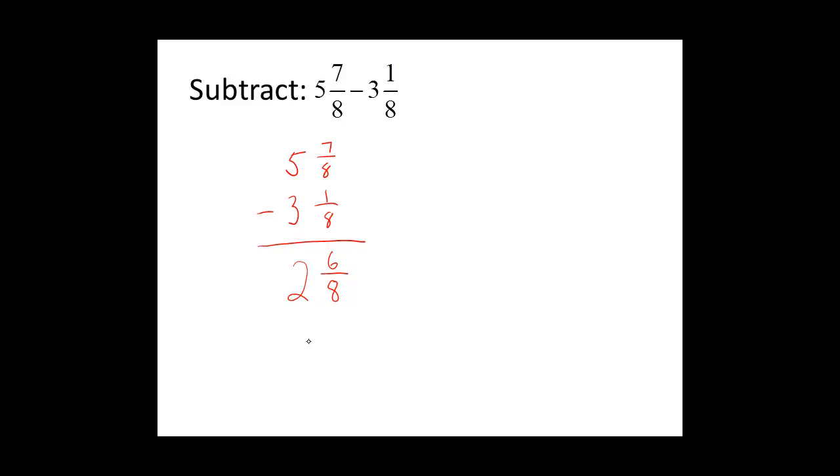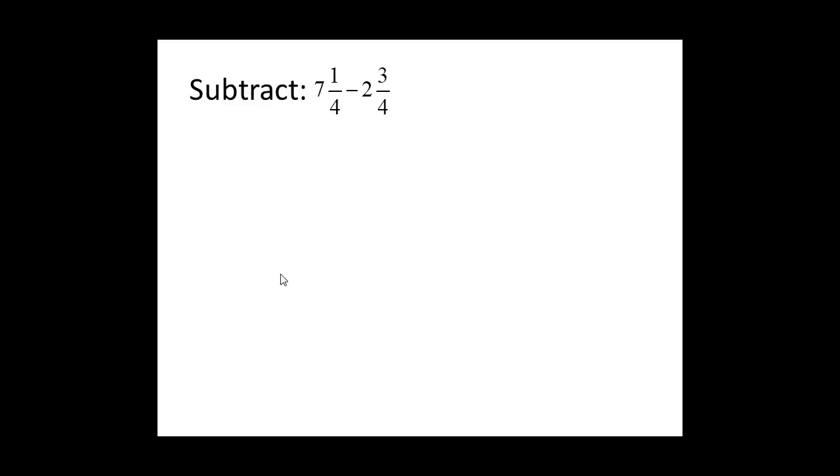This problem is not finished because we have an unsimplified fraction part. 6 and 8 are both even numbers, so we know we can divide the numerator and denominator by 2. So we always need to simplify our fractions before we say we have a final answer. So we will divide the numerator and denominator by 2. 6 divided by 2 is 3, and 8 divided by 2 is 4. So our final answer is 2 and 3/4.